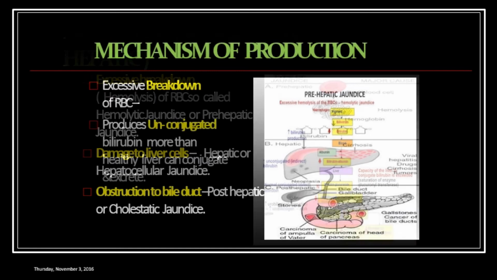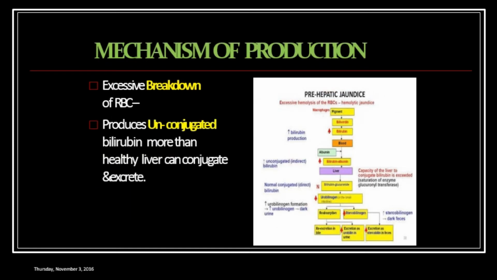So the first one, hemolytic jaundice, also known as prehepatic jaundice. Why is this happening? Because of excess production of RBCs. If there is excess production of RBC, we have an excess amount of unconjugated bilirubin. We don't have any problem with the liver. We don't have any problem with the bile secretion. Where is the problem? The RBC production is excess, and destruction is excess. So this is leading to an increased amount of unconjugated bilirubin.